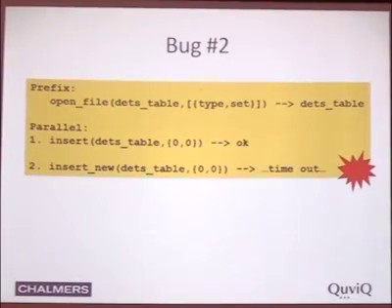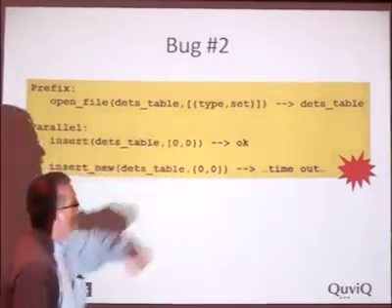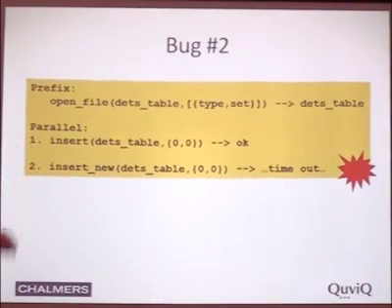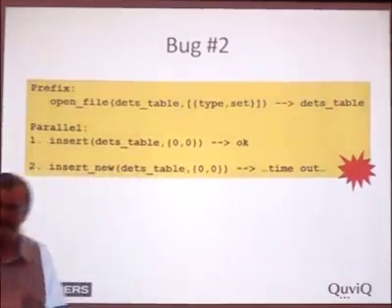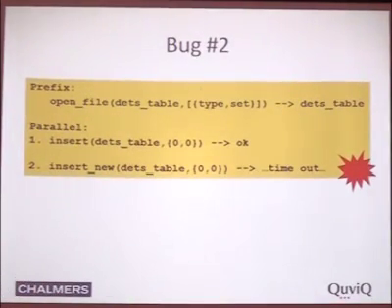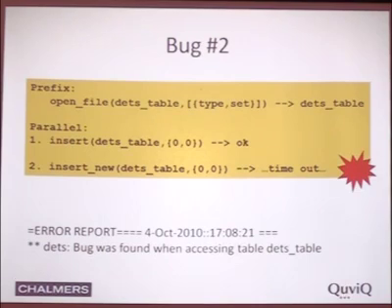Here's another one. Look, if you open file, and then in parallel, do an insert and an insert new of the same tuple, sometimes the test times out. I thought, why is my test timing out? Have I done something wrong? But at the same time, this message appeared. So I thought, aha, probably the bug is not mine. Okay, I decided at this point that insert new simply didn't work, so I took it out of my tests.